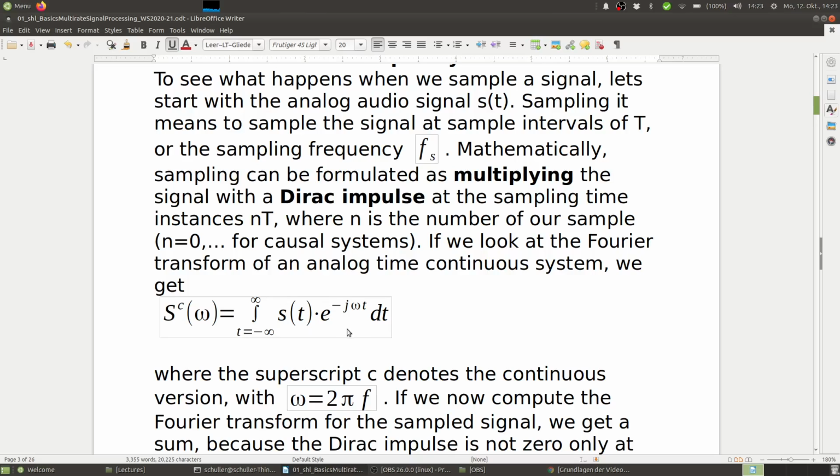And since e to the j omega t, according to Euler's equation, is cosine omega t plus j sine omega t, that means we have also an imaginary part, and that also means that this Fourier transform is complex valued. So even if s is real valued, coming from a microphone, for instance, having positive and negative float values, S of omega will be a complex result. So it has an imaginary and a real value, real plus j imaginary. And j is our imaginary unit.